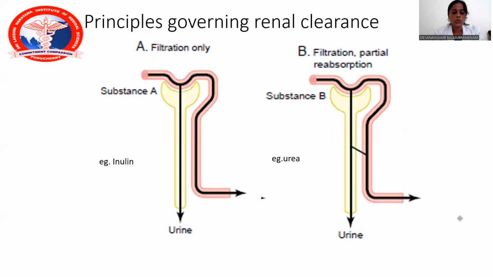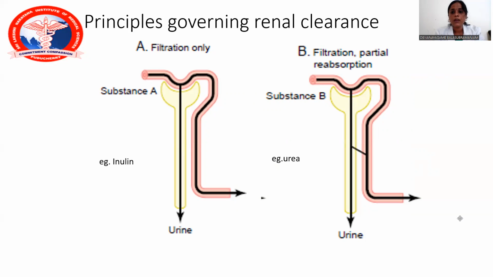Before that, you have to know the principles governing renal clearance. Consider substance A, which is filtered through the glomerulus and fully excreted in the urine. An example of a substance that is only filtered, and not reabsorbed or secreted, is inulin. This is the substance we are going to use.